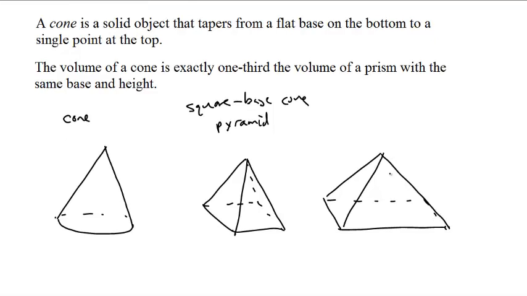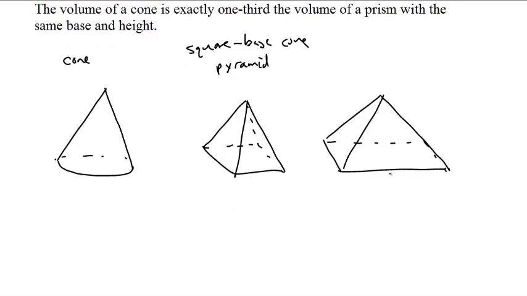Anyway, the cool thing is that you can remember the formulas for all of these just by remembering that it's 1/3 of the equivalent prism. So what have we got? Here, the base radius is r and the height is some h. Here we have a square base, so it's a side and a height. Here we have a length and a width and a height.